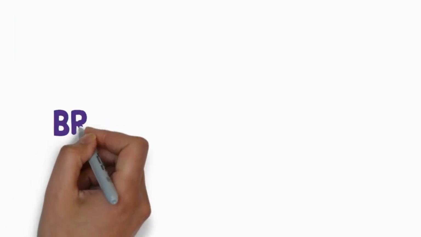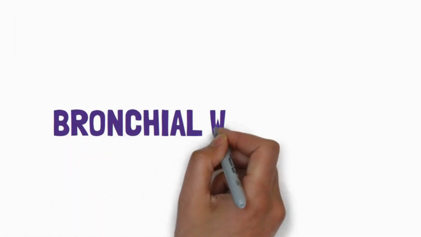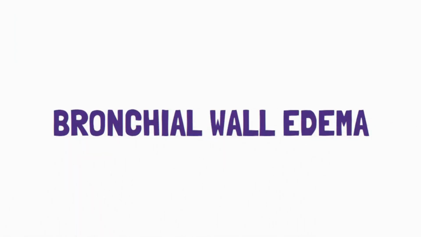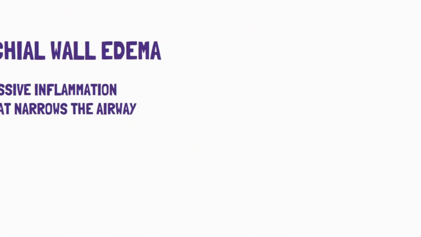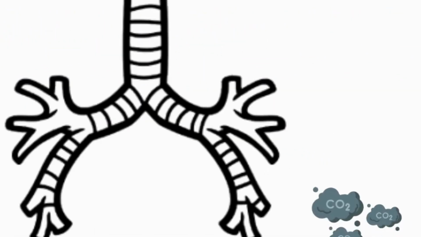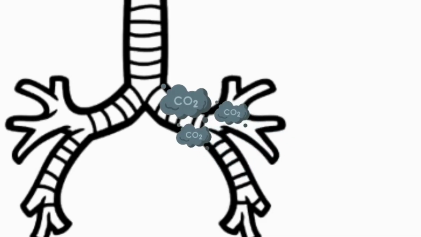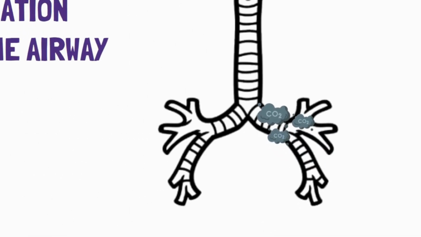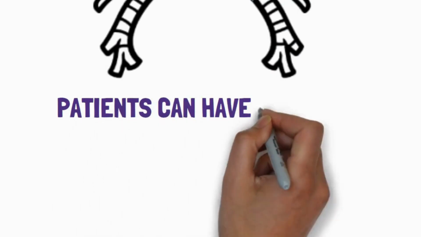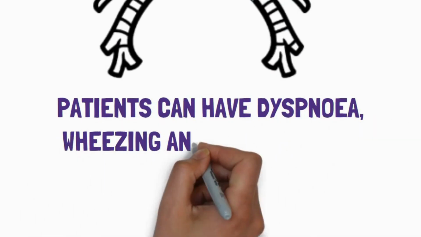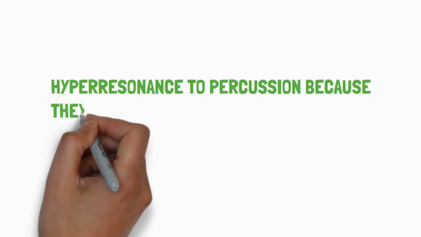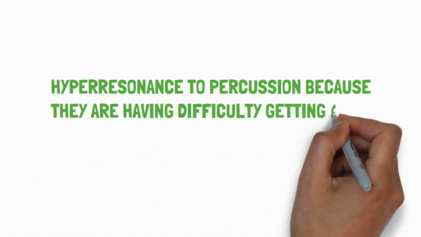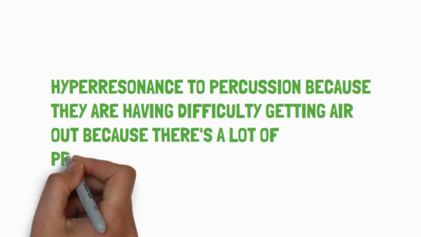Now, within the lumen of the bronchioles, there is bronchial wall edema because of the massive inflammation that narrows the airflow. So gaseous exchange is impaired because it becomes difficult getting carbon dioxide out and moving oxygen in. So this is actually one of the major reasons patients can have dyspnea, wheezing, and coughing. There is hyperresonance because you're having difficulty getting air out because there is a lot of production of mucus.